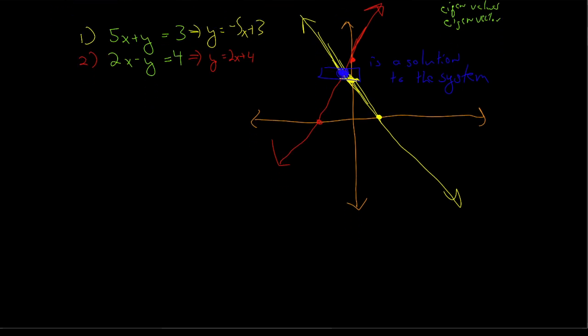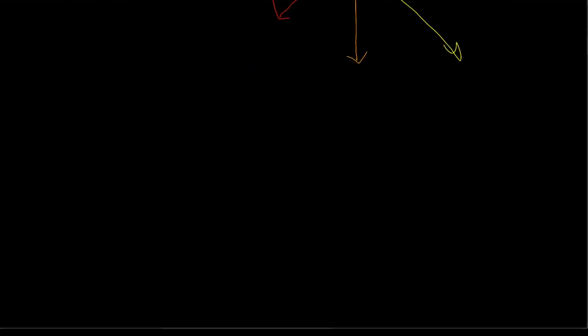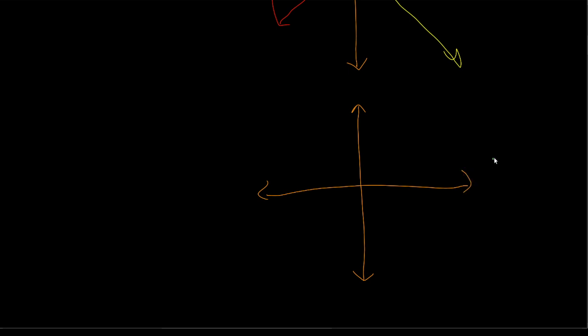Now, there are other types of solutions or other types of behaviors a system can have. And just graphically, we can have a system that consists of lines that are parallel, so there's no overlapping, or no solution to the system.